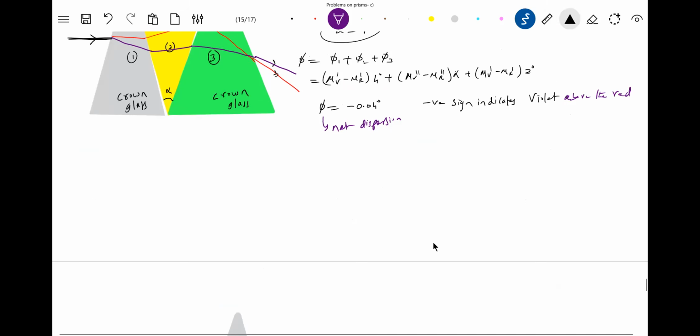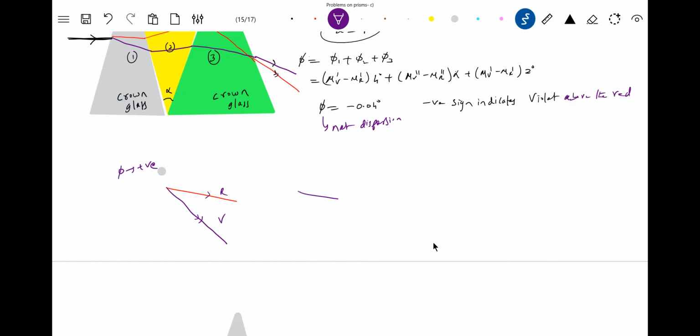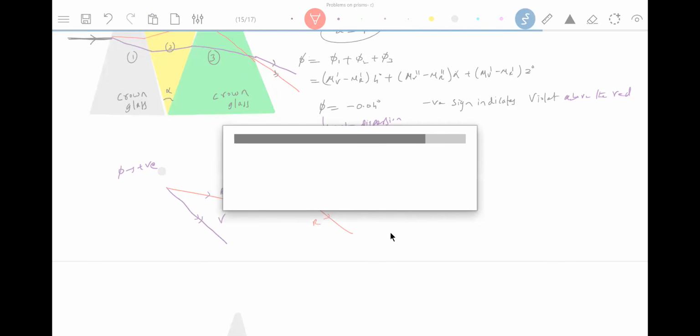Okay, we'll do one thing. If you take the prism, in the spectrum, if you get red here and violet there, dispersion will be positive. If you get violet here and red there, dispersion will be negative. Violet on top of red, dispersion negative. Violet below the red, dispersion will be positive. Okay, there's a convention to remember.